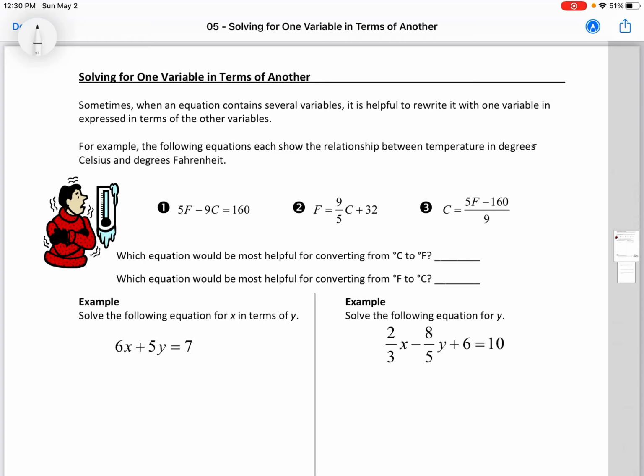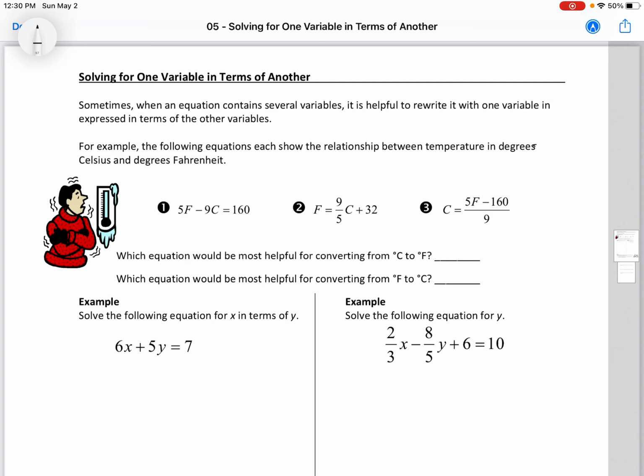Sometimes when an equation contains several variables, it's helpful to rewrite it with one variable expressed in terms of the other variables. For example, the following equations all show the relationship between temperature in degrees Celsius and degrees Fahrenheit. I'm sure you've seen and heard before that the Celsius scale and the Fahrenheit scale measure different temperatures outside on a particular day. And these are the actual equations that reflect the relationship between Celsius and Fahrenheit.